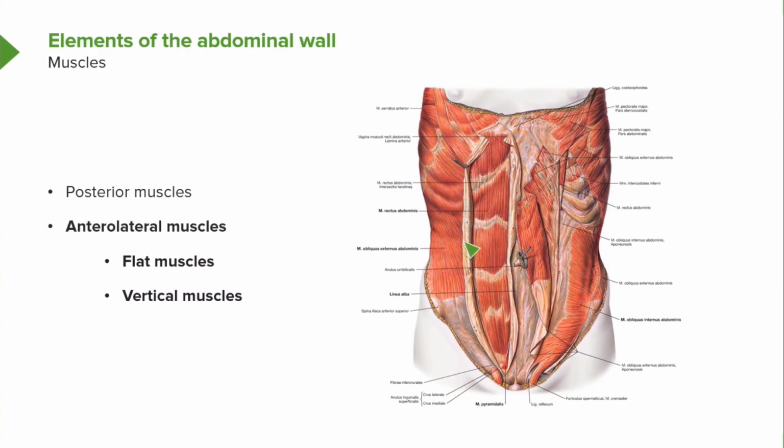Linea semilunaris, lateral margin of the rectus, represented here. And your linea alba is represented down the midline through the umbilical region. The last vertically oriented muscle, which may be absent, is the pyramidalis. And it is bilateral, so you have a right one and a left one.